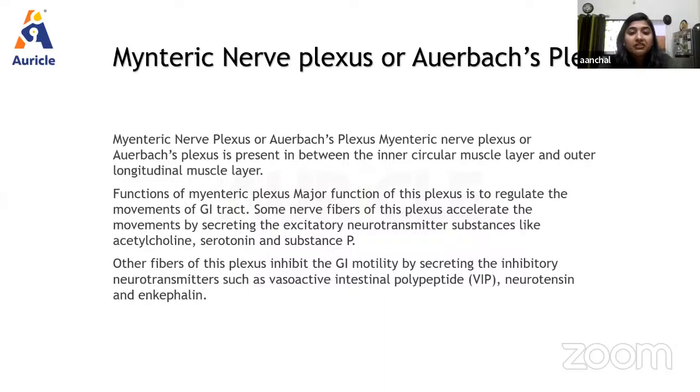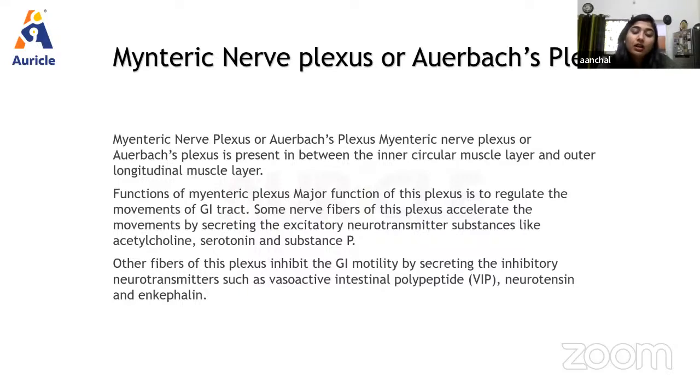Then some nerve fibers of this plexus accelerate the movement by secreting excitatory neurotransmitters, substances like acetylcholine, serotonin, and substance P. Now, what is the main role of acetylcholine? Why are serotonin and substance P very important, and what are their basic roles, that we're going to learn in the further chapters of small intestine and stomach also.